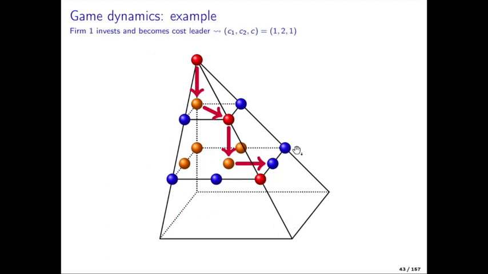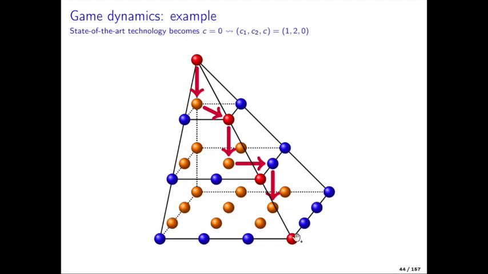Okay, so you can kind of see you're moving towards this corner here in different ways. And so this is again state-of-the-art technology improves until its absorbing state. Then firm 2 leapfrogs firm 1 to become a new cost leader, and then finally firm 1 invests and the game reaches its terminal state.